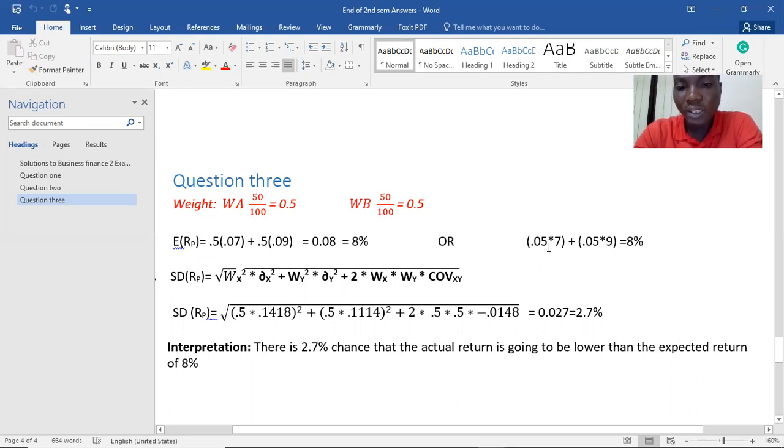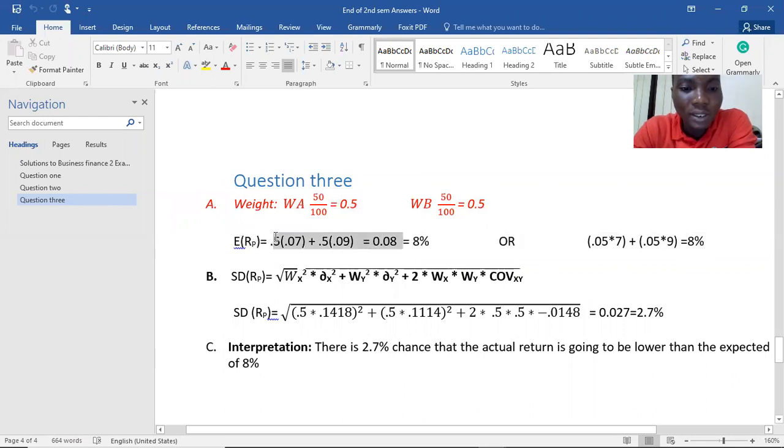Or you can go by this if you think you are okay with these formats too. 0.05 multiplied by 7. But don't go and say 5 multiplied by 7. You get it wrong here. In fact, you are going to get 70 if you do that. So I always prefer going by these formats because everything is in decimals for me.